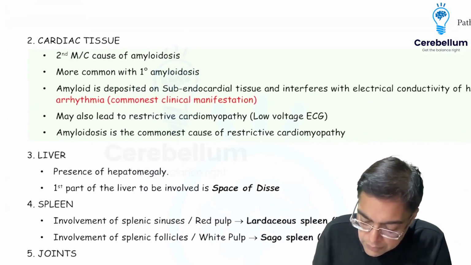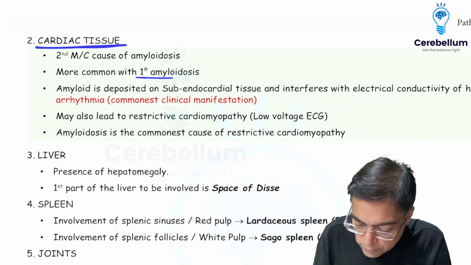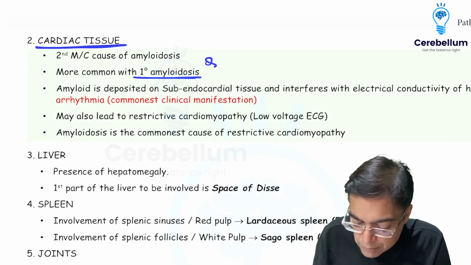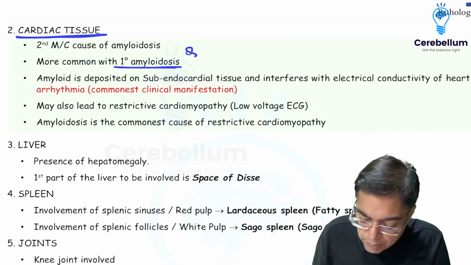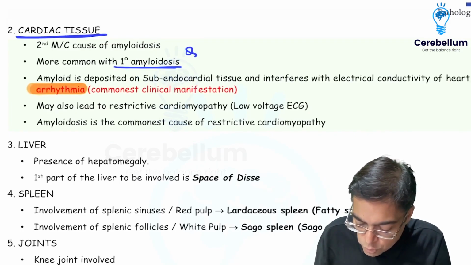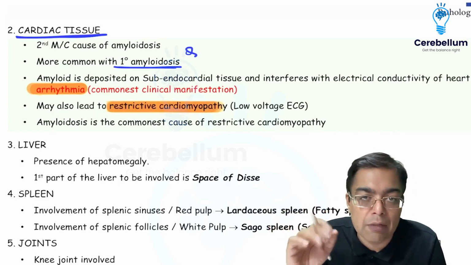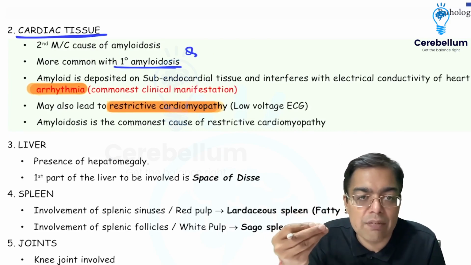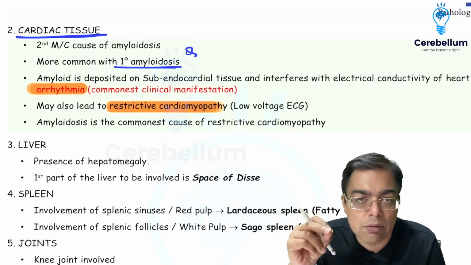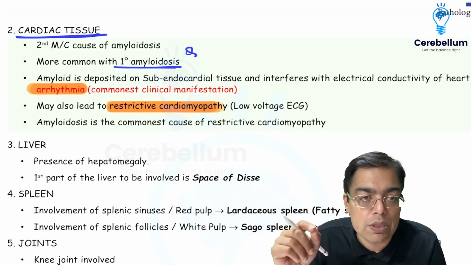Involvement of the cardiac tissue is more commonly associated with patients who have primary amyloidosis. Clinically, it can be responsible for development of arrhythmia, and patients could also have restrictive cardiomyopathy. Most of you have a basic idea of medicine. When a patient has restrictive cardiomyopathy, if you look at the ECG of these patients, they will have a low voltage ECG. That's a hint that they give you in the question.